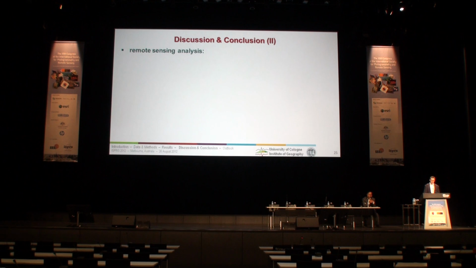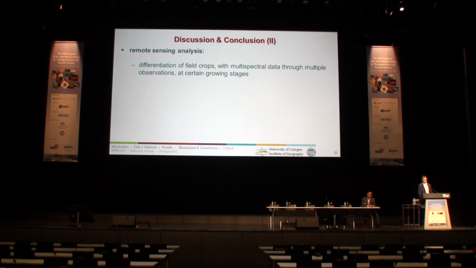Concerning the remote sensing analysis, the differentiation of crops was possible with multispectral data, but only if multiple observations at certain stages in the growing season were available, because only in rather short time windows can you, for example, differentiate winter wheat from winter barley.